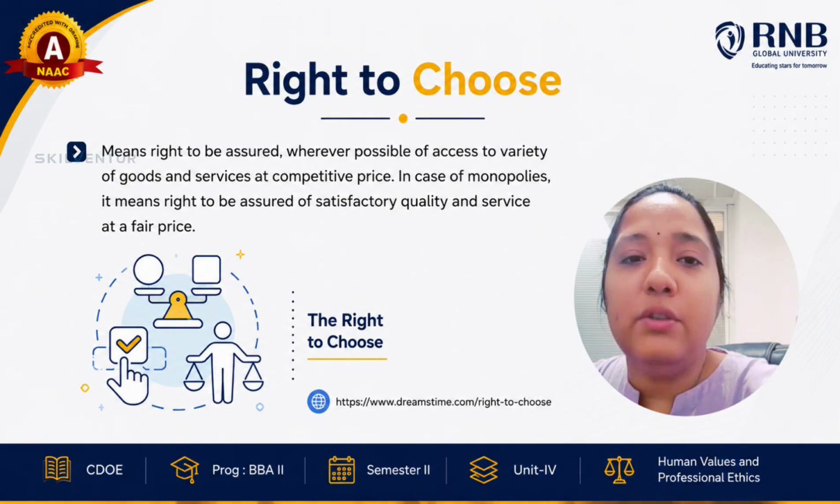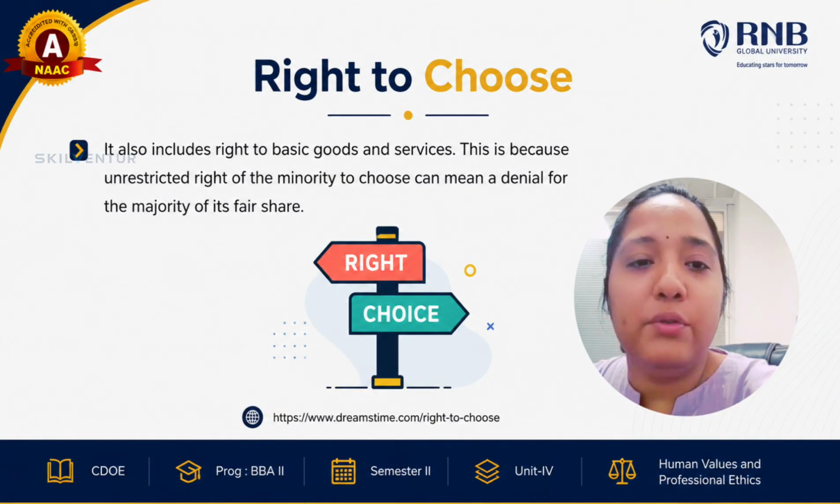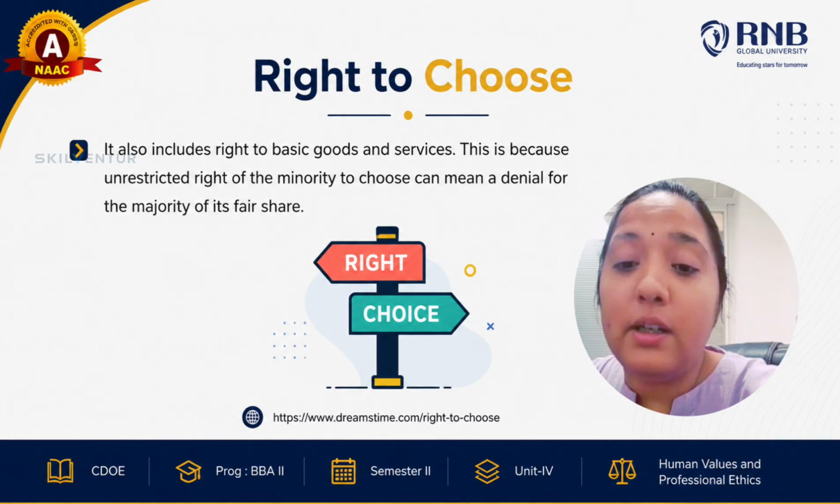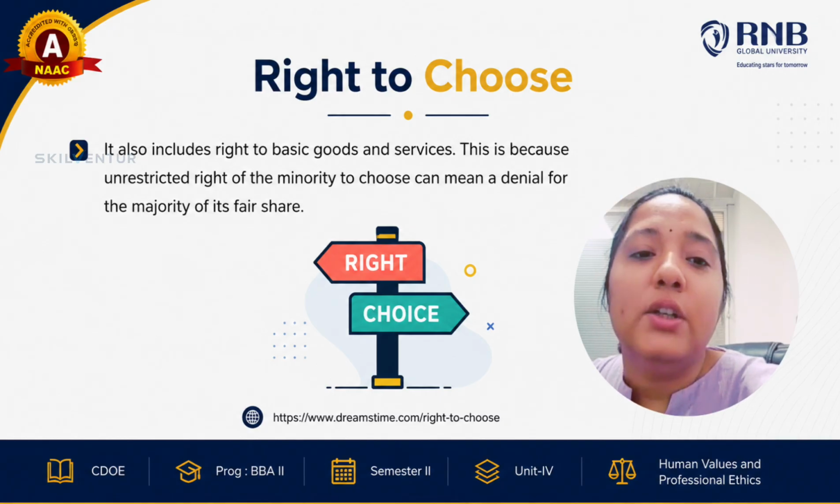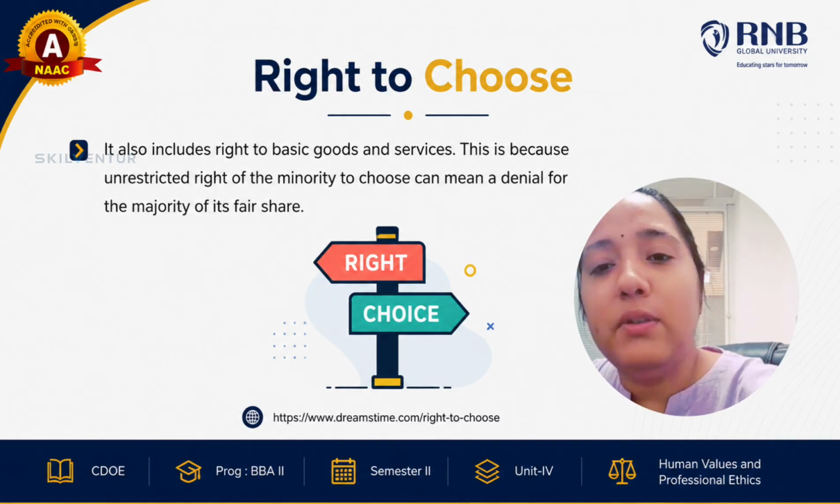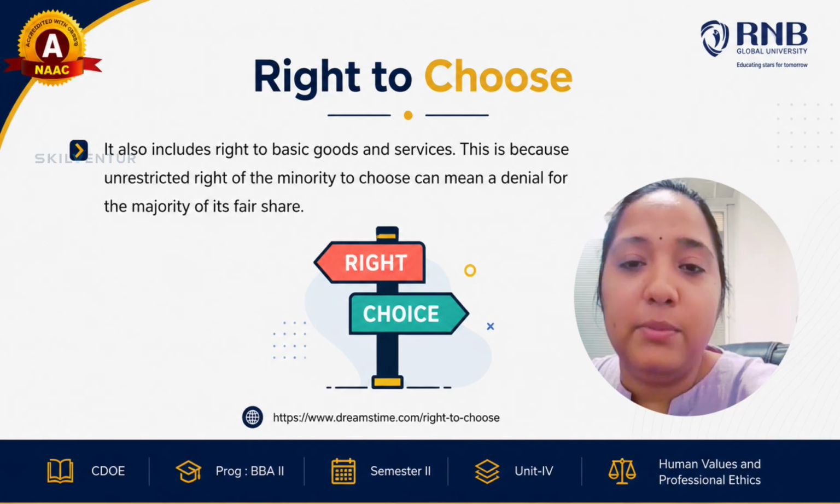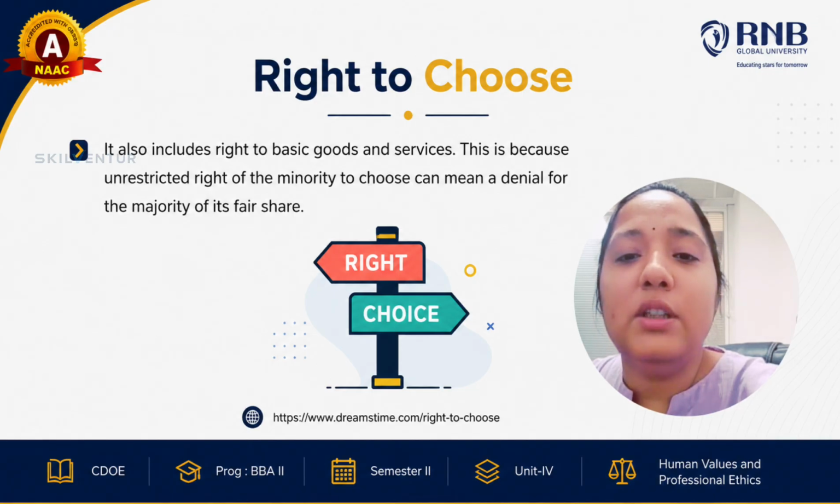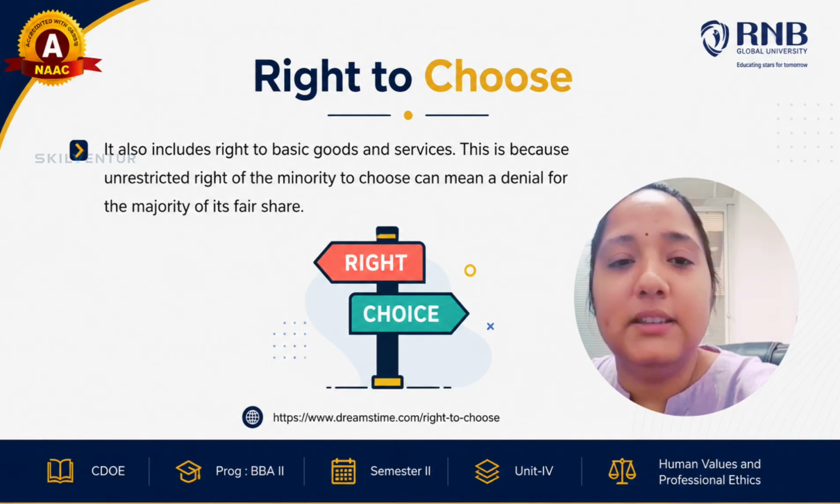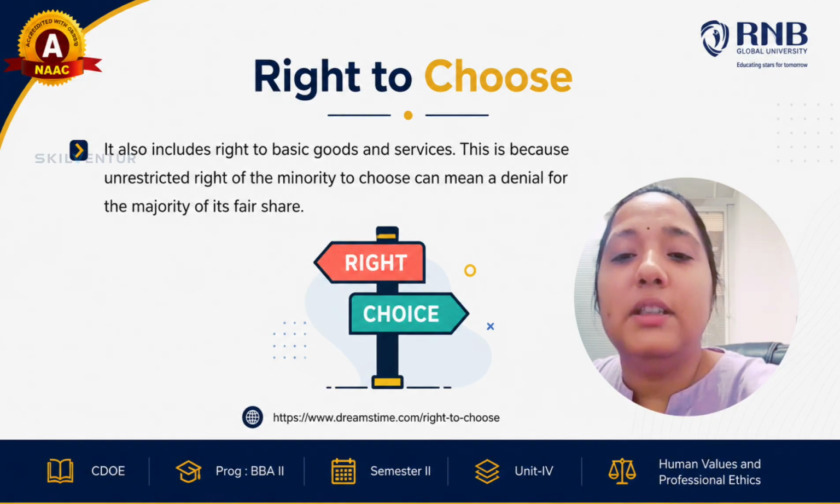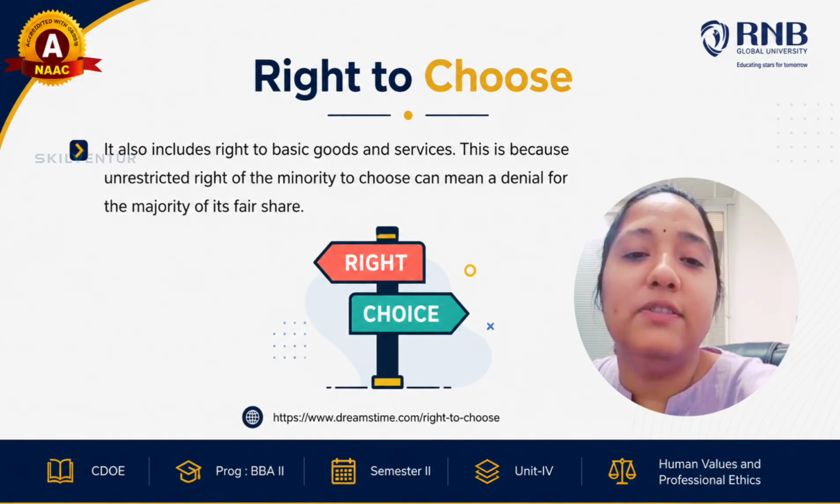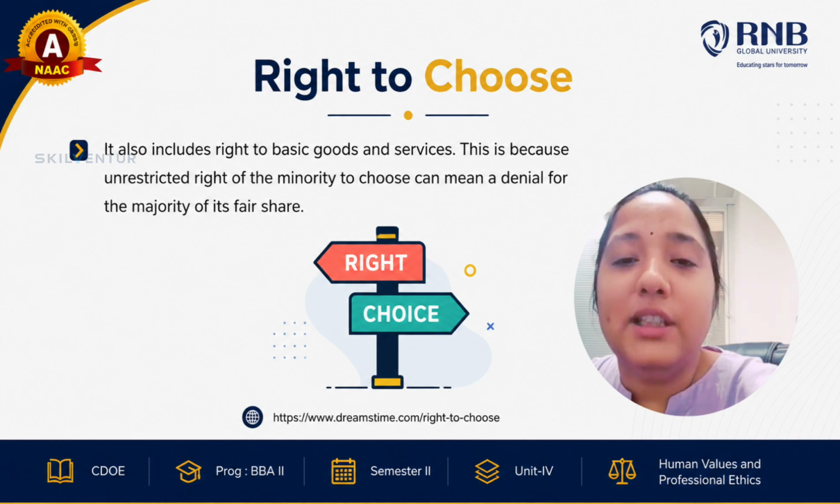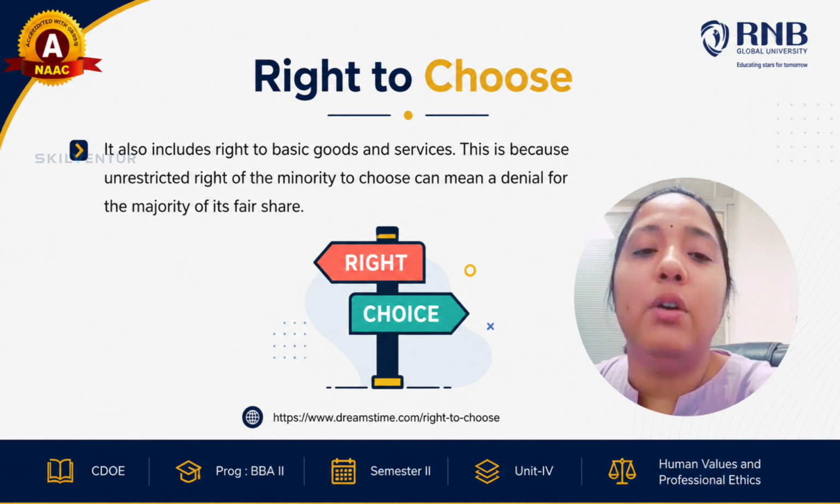So continuing with the right to choose, now I would like to highlight another important aspect of this right. The right to choose not only means freedom to select from different products, but it also includes the right to access basic goods and services, and this ensures that every consumer, especially the majority, gets a fair share of essential resources like food, water, healthcare and other necessities.